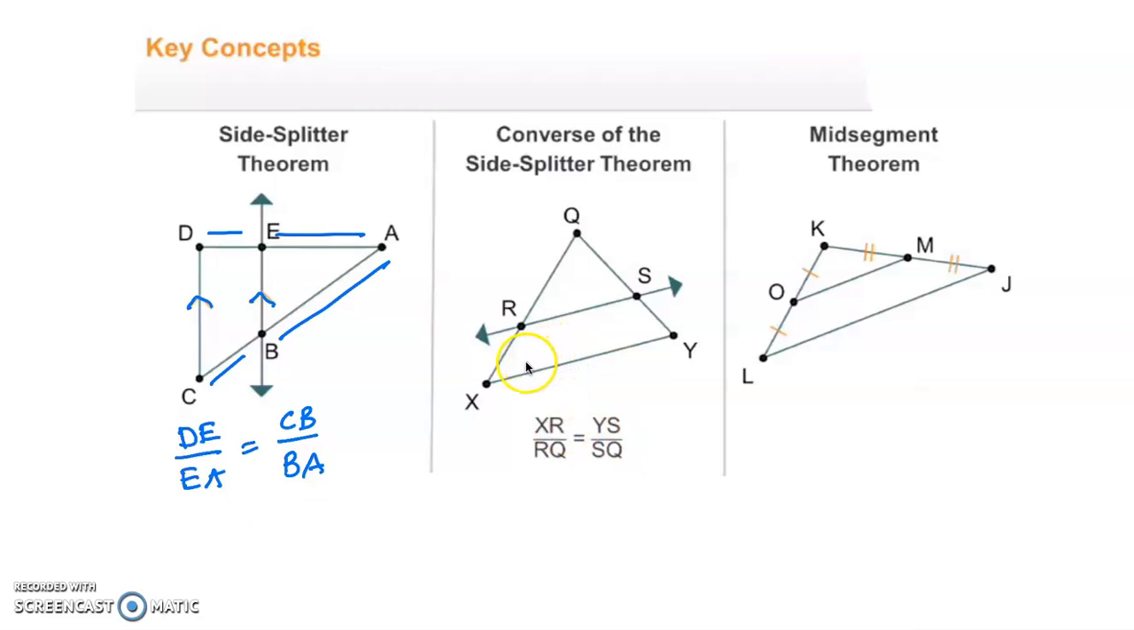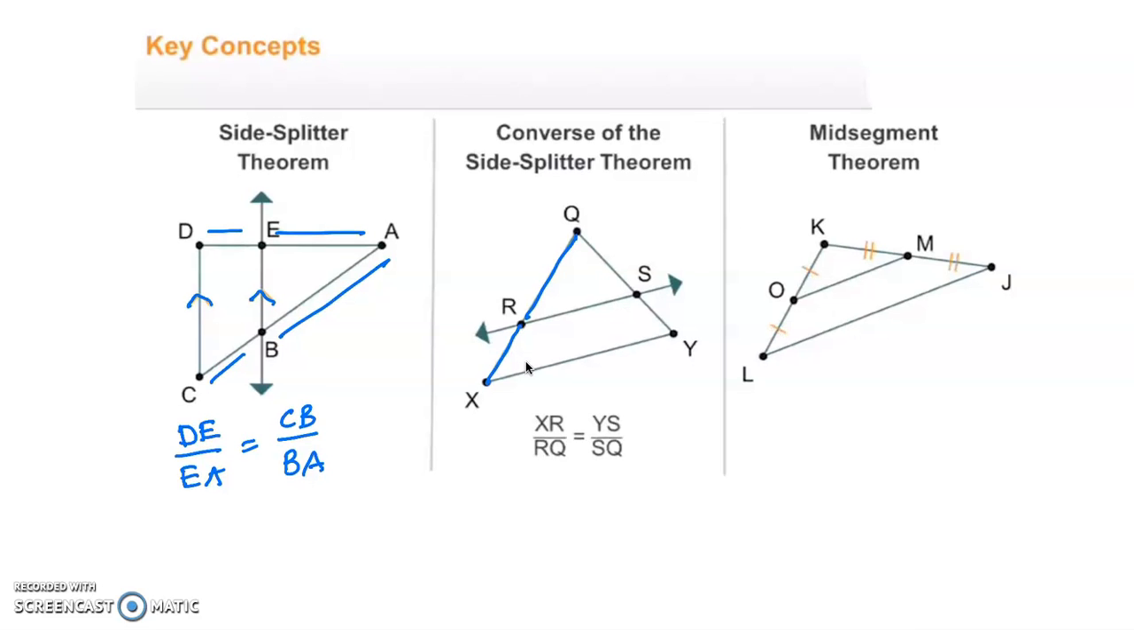The converse says if we have proportional sides, in this case, XR over RQ is equal to YS over SQ, then we know those lines are parallel. And finally, the mid-segment theorem says that if we have midpoints of 2 sides of the triangle and we connect them, that's called the mid-segment. And that we know that that segment and the third side are parallel, and we know that OM is equal to 1/2 of LJ. So we know 2 things from that.